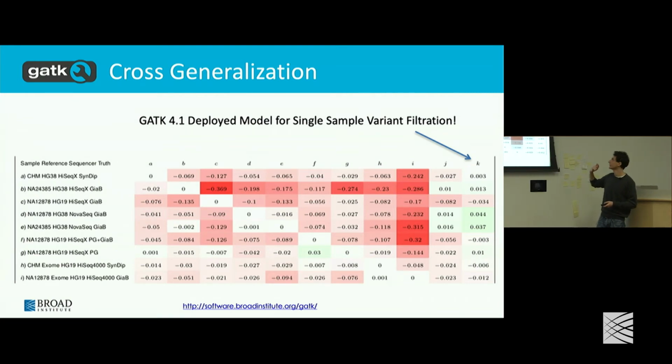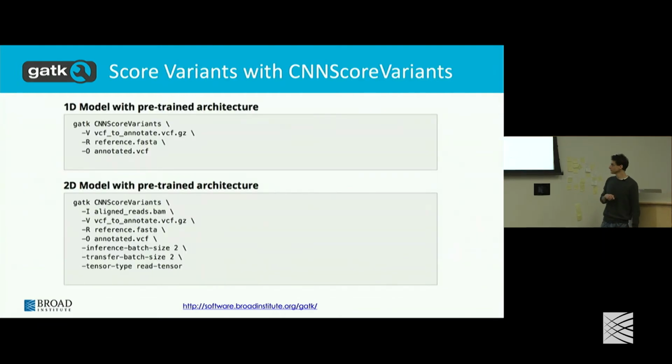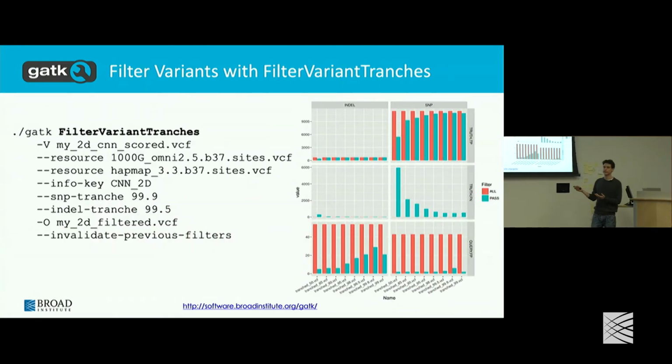So this is not just cross validation, it's cross generalization. We're looking at exomes versus genomes, HG38 versus HG19, different sequencers, and over here we see this generalization across all these different data modalities. The tool itself is actually broken into two tools. There is CNN Score Variants, which just adds a field with the score, and then Filter Variant Tranches, which allows the user to set a specific threshold and filter the variants based on it.